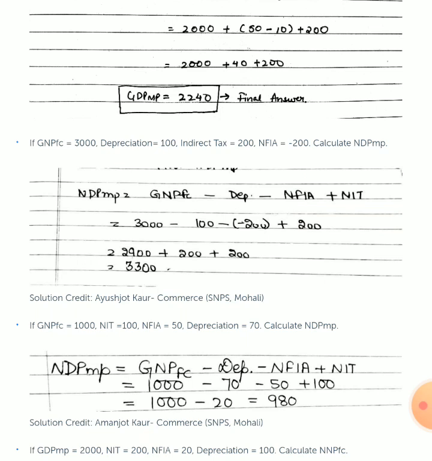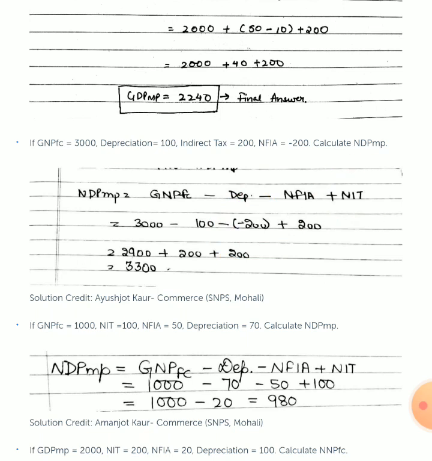So now GNP FC is 3000, given in your question. Depreciation is 100, given in your question. And NFIA is minus 200. So depreciation minus, and because the value is in minus, we will take the exact value, minus 200. Now NIT.